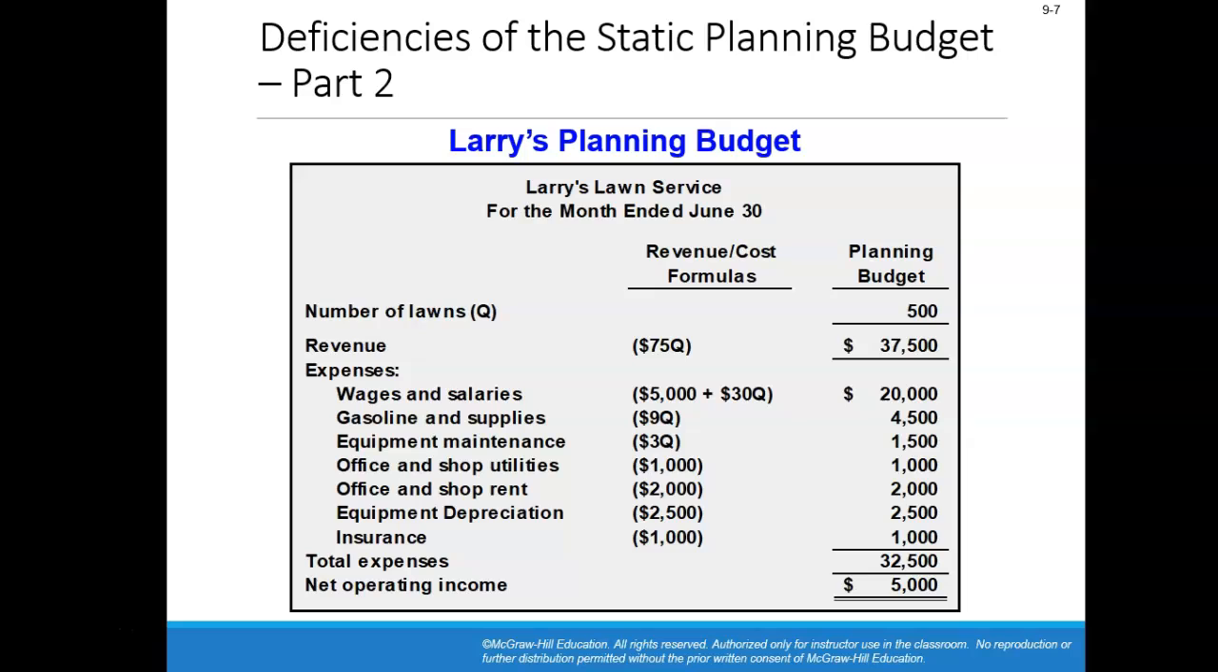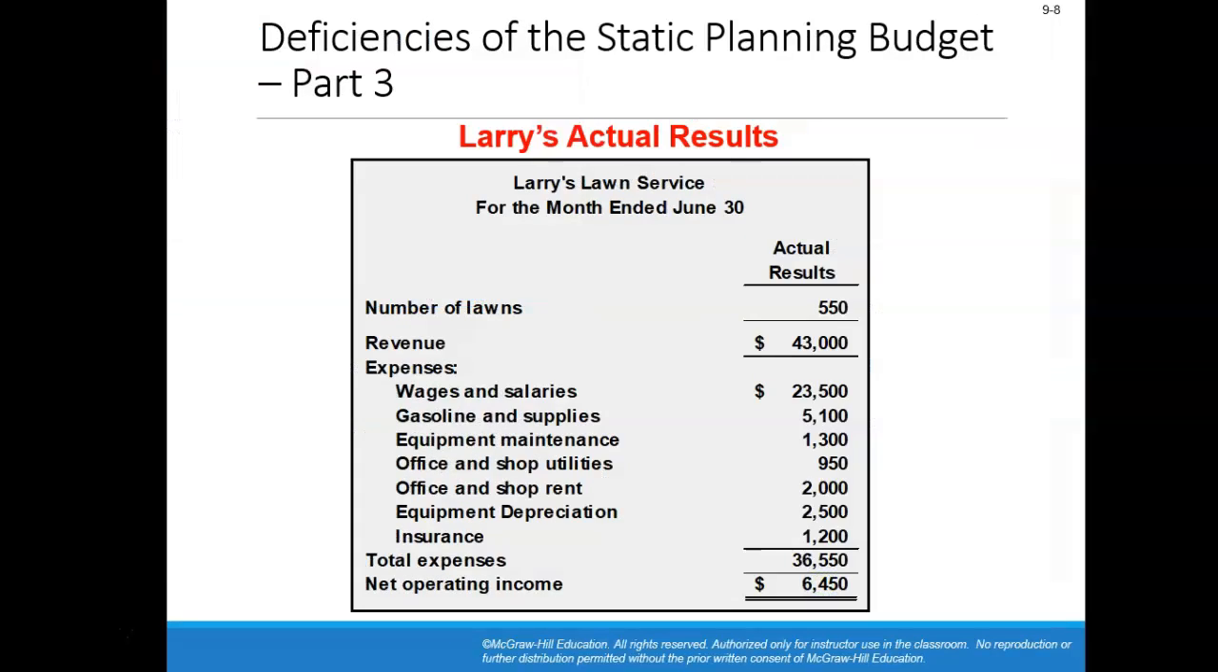Now, based upon cutting 500 lawns, this shows the total expected revenue. This shows the total expected expenditures, and therefore we have an expected profit, not operating income, to be earned in the amount of $5,000. Okay?